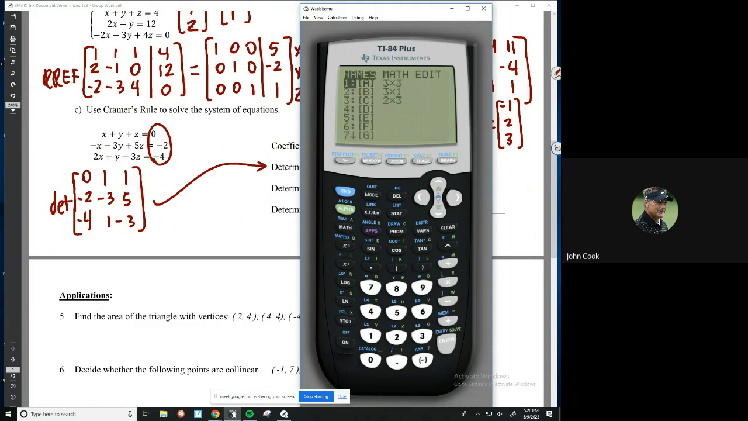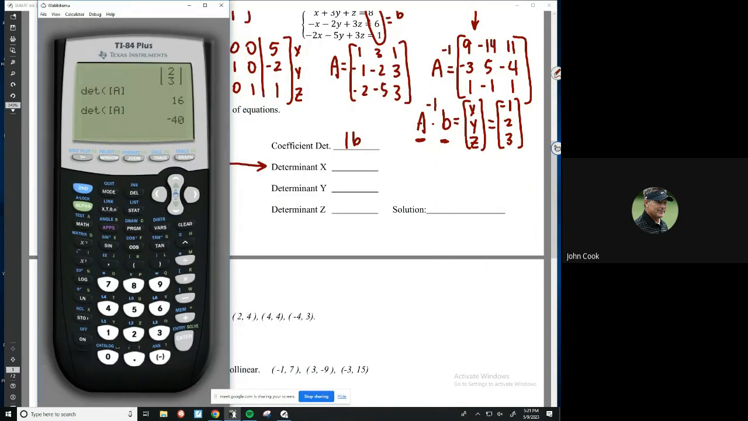So let's go over to our matrix and edit it. And we're just going to edit the first column. So we're going to turn that into a 0, and then a -2, and then a -4. And that should be it. And now I find this thing's determinant. So I can do the same thing as before, determinant of A. Now I get -40. So -40 goes here. And that can give me my X value. My X value is going to be equal to -40 over 16. I'll reduce that in a second.